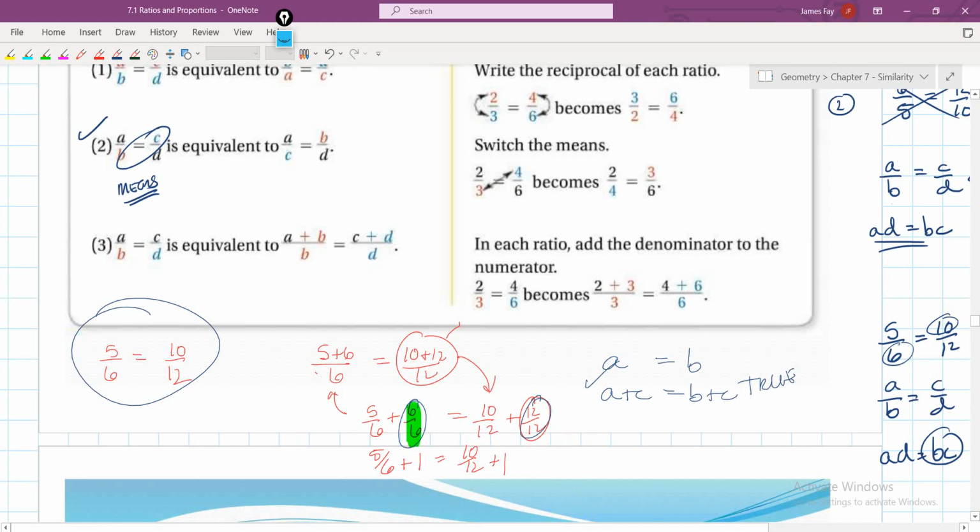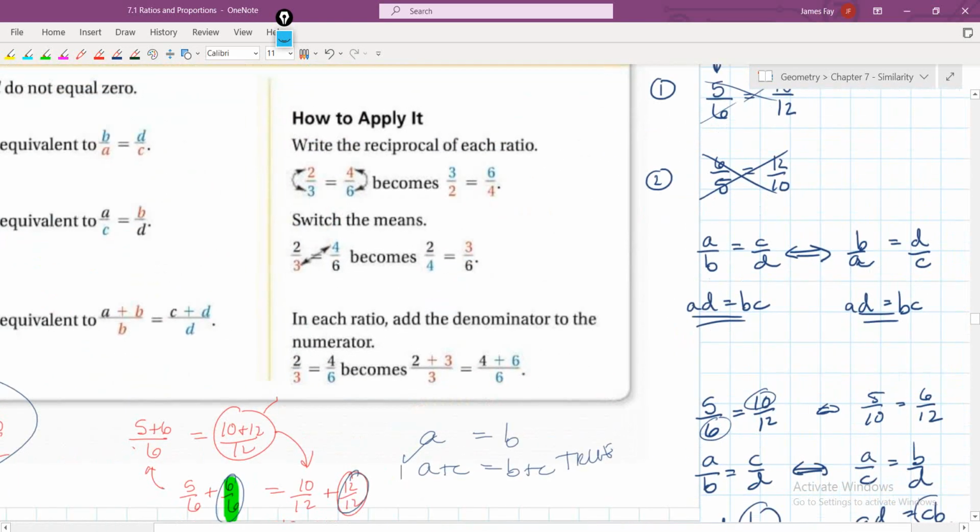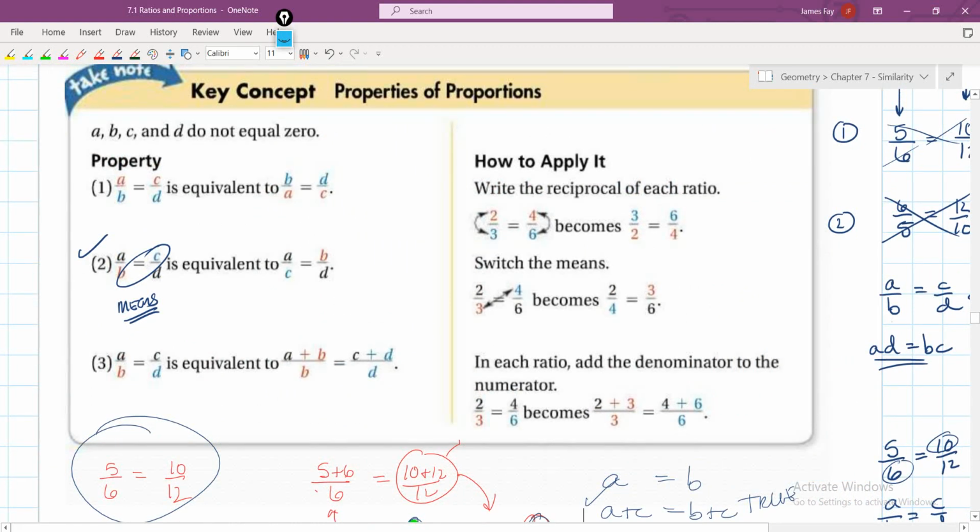Okay, so those are some relationships and properties that my hope is you spend a little bit of time on and justify to yourself. You're allowed to find the reciprocal of a proportion, and that reciprocal is true. You're allowed to interchange the means and the extremes, and you're allowed to basically add anything to the left-hand side and the right-hand side. And you can do those in tandem. If I want to find the reciprocal and then interchange the means, I can do both of those things and still have a true proportion at the end.